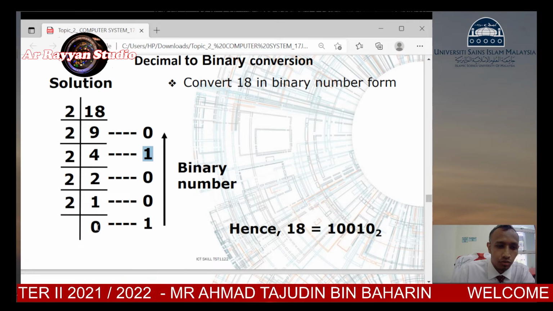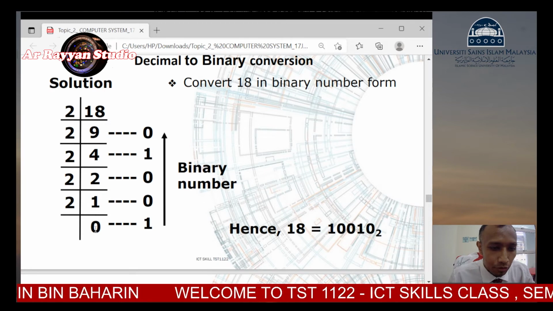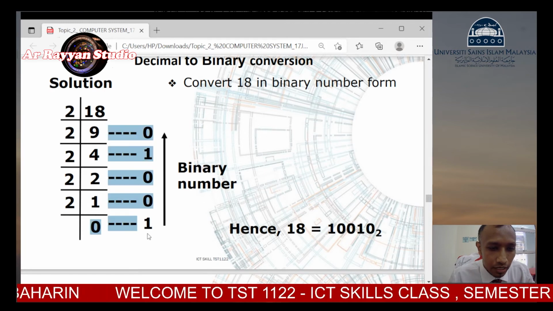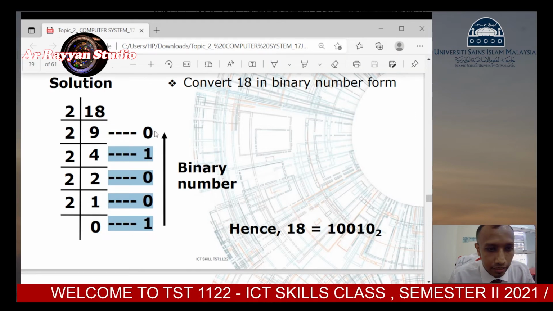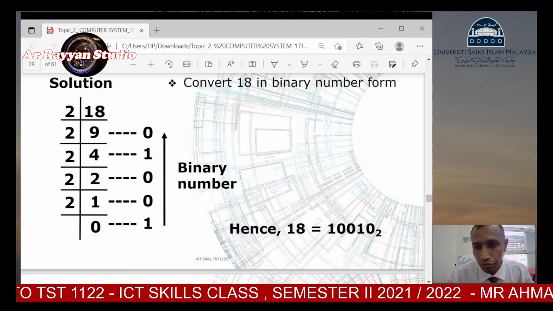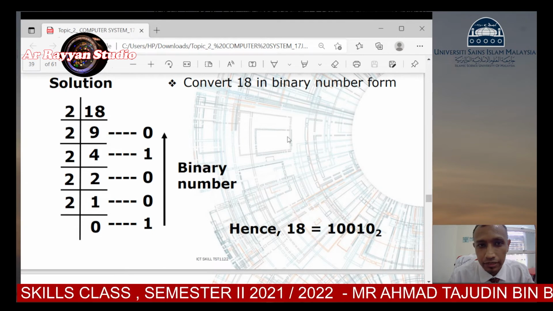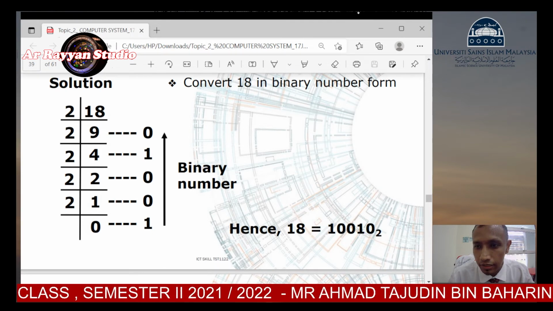So 1 dapat kosong, baki 1. So dekat sini kita tengok apabila dah habis sampai kosong, dia akan baca daripada bawah ke atas. Macam ni, 1 0 0 0 1 0. Alright, so let's go for another example. Senang kan? So kita tengok another example.